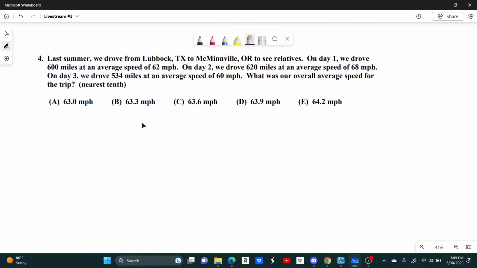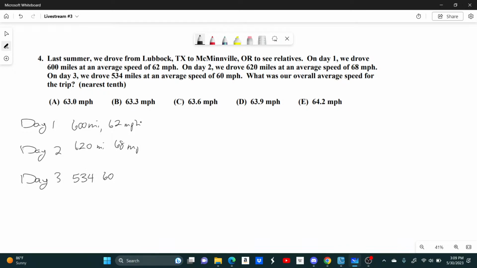All right, last summer we drove from Lubbock, Texas to McMinnville, Oregon to see relatives. On day 1, we drove 600 miles at 62 miles per hour. On day 2, we drove 620 miles at 68 miles per hour. And on day 3, we drove 534 miles at 60 miles per hour. What was our overall average speed for the trip?